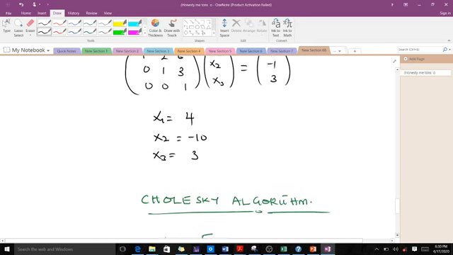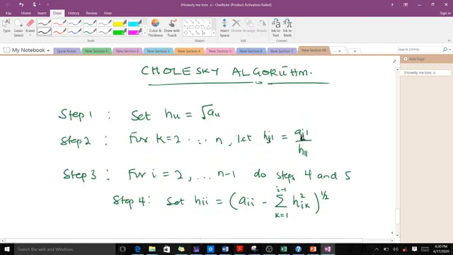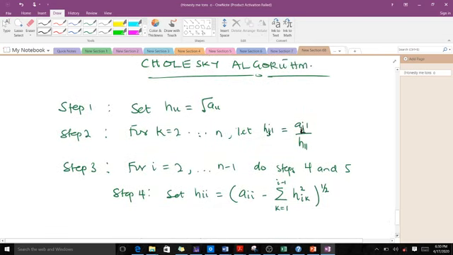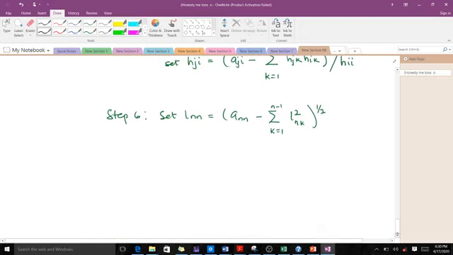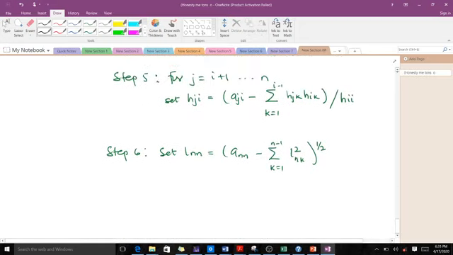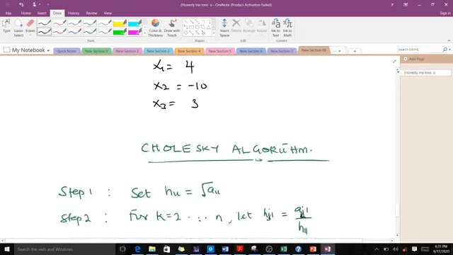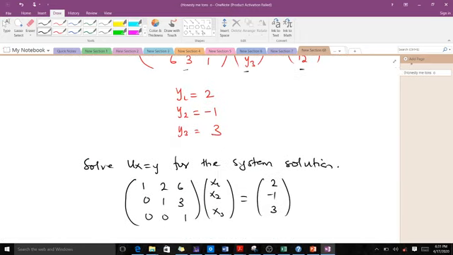So once again, we did that using the Cholesky algorithm. And this is how the Cholesky algorithm looks, as I've explained. Like I told you, if you can't really understand the Cholesky algorithm, then you can just multiply the two matrices and compare by equality of matrices.